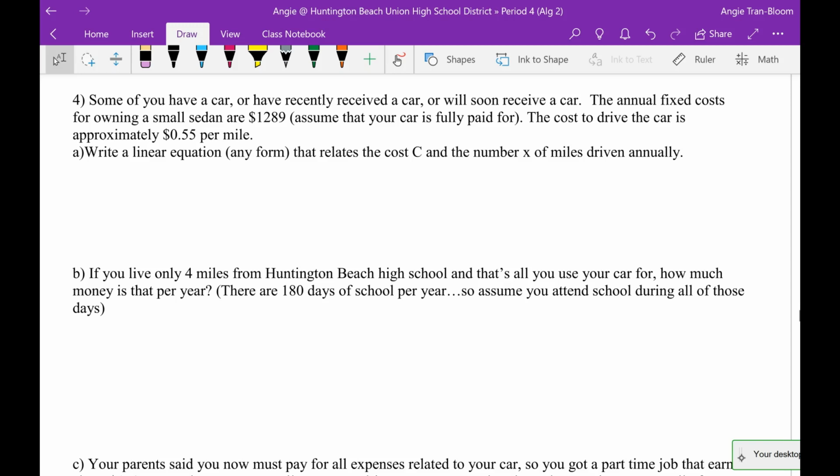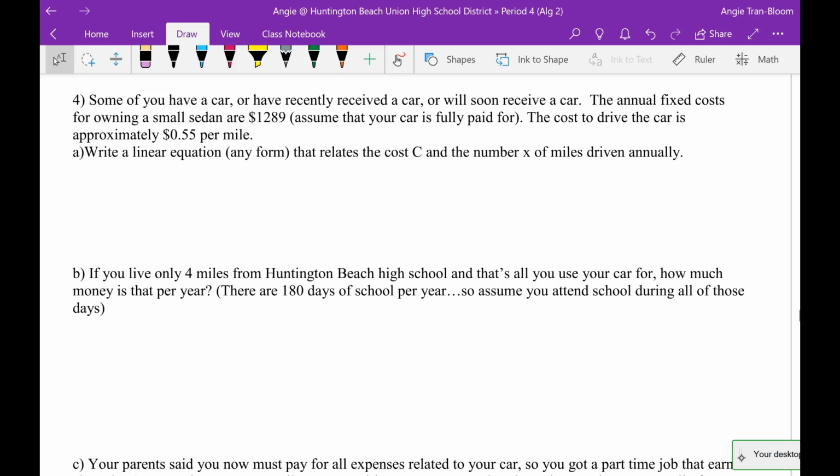The annual fixed cost of owning a small sedan car is $1,289, assuming the car is already fully paid. So this cost is actually not including the monthly payments of the car. So what does this cost include? Insurance. What else? Gas. That's right. It's expensive to own a car. Car washes. You can't have a dirty car.